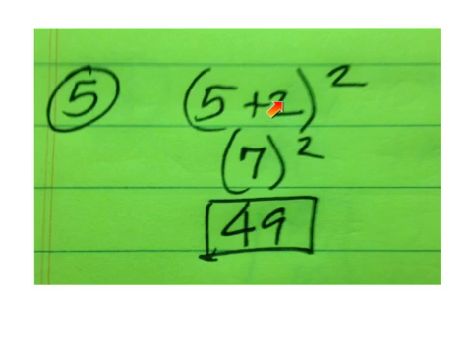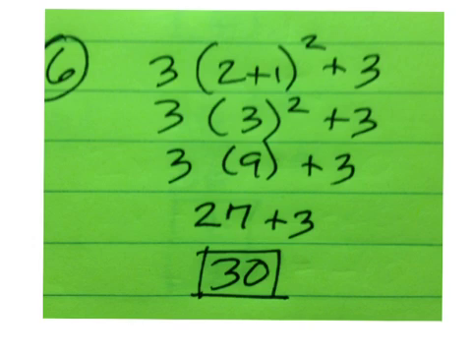And then on the 5th one, you get 7 and square it. It's 49. Number 6, you have to go to parentheses to get a 3. Square it to get 9. Times 3 is 27. Then add 3 and you'll come up with 30.